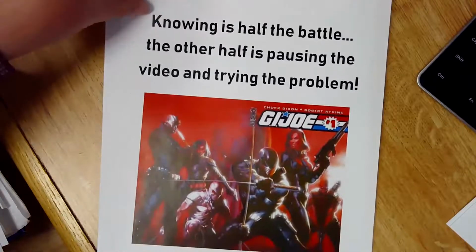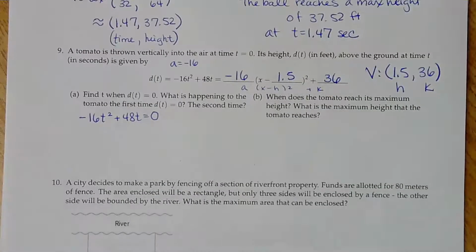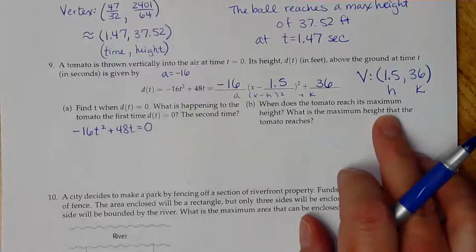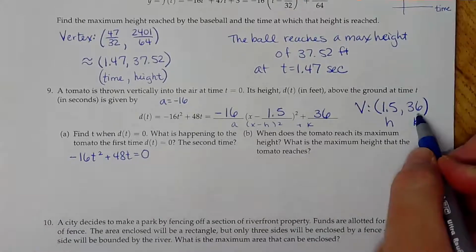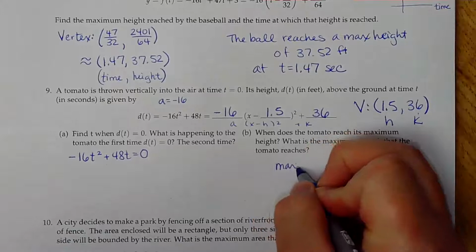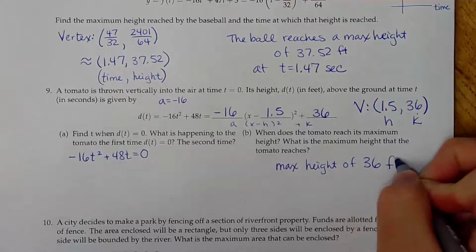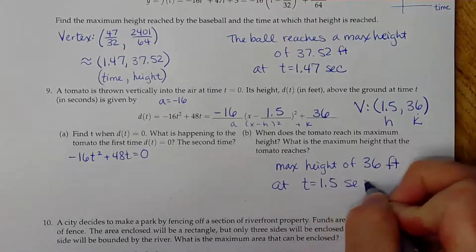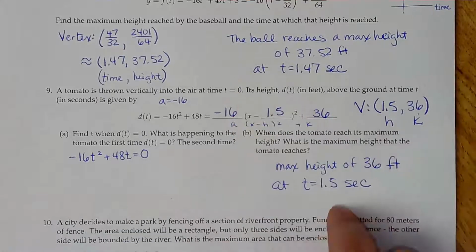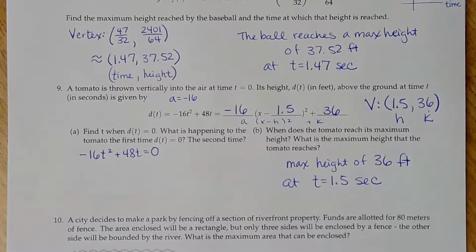Okay, so hopefully you gave that a try. Let's see what we can do with this. All right, so let's try this maximum one here first, because this is very much just like this one we did here. So the tomato is going to reach a maximum height of 36. So max height of 36, and we'll put units on there, so feet, at t equals 1.5, and this is in seconds. Okay, so these two are very, very similar. These are very classical problems that you'll be asked to do with a quadratic equation.